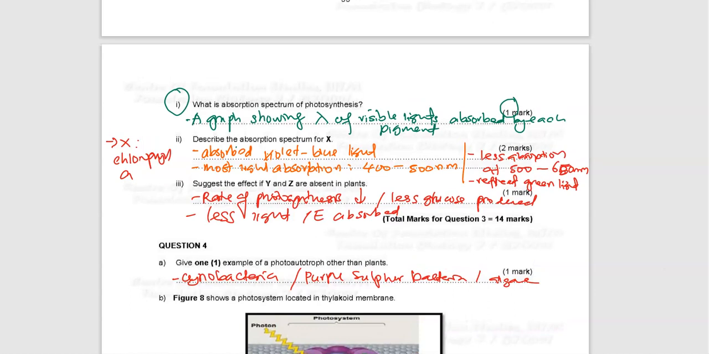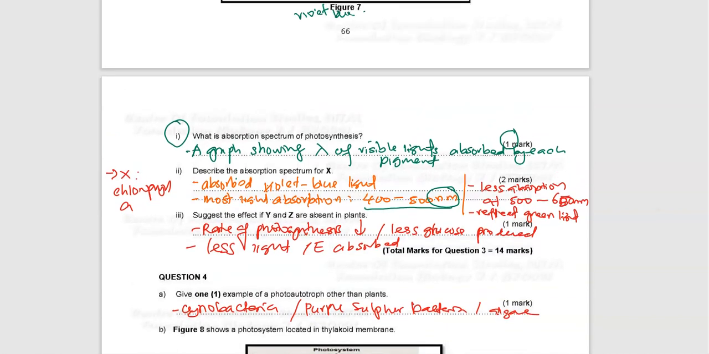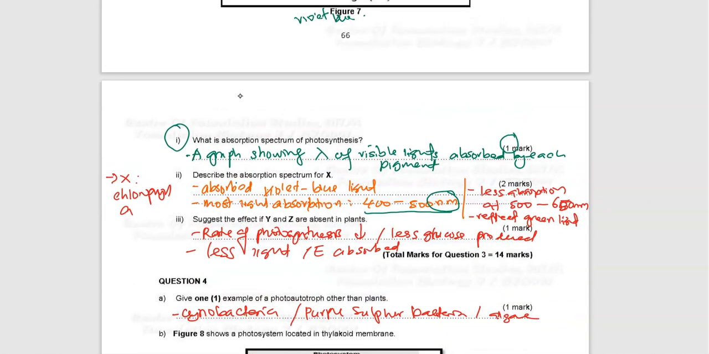So describe the absorption spectrum of X. 2 marks. Absorbs violet blue light. Most light absorbed in the range of 400 to 500 nanometer, so please write the unit. Or less absorption if more than 500. So between 500 and 650 nanometer, the pigment will absorb less. And as you know, when you exceed 500 wavelength, it is in the range of green light. So the green light will not be absorbed, but will be reflected and transmitted by pigment X.